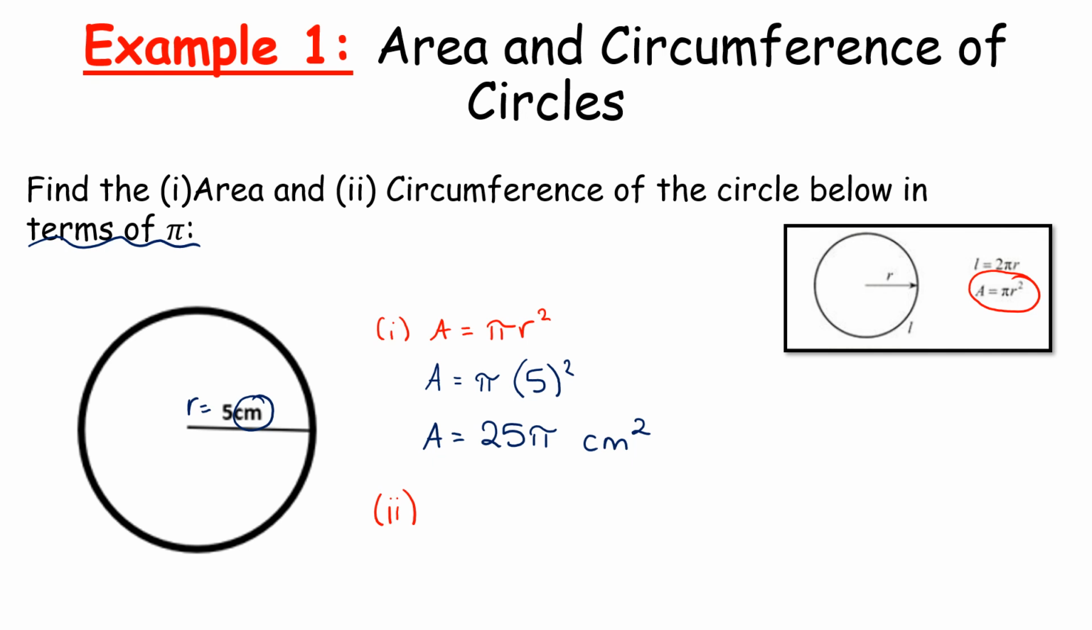The second part asks us for the circumference. The formula for the circumference is L is equal to 2 pi r. So I'm looking up here, and we're going to sub in. So L is equal to 2.